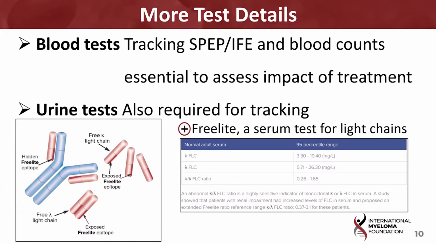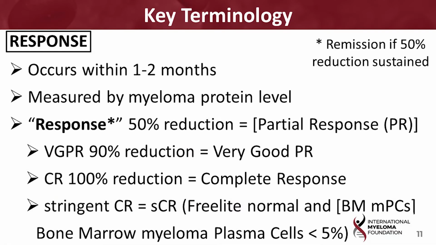Now, it's called free light chains because in a normal IgG or IgA, the light chains are connected to the heavy chains. And so in active myeloma, the light chains break loose. And so that's an indication of active disease. When you have a lot of free light chains, that means the myeloma is active. And that's why it's very helpful to track the level of these free light chains.